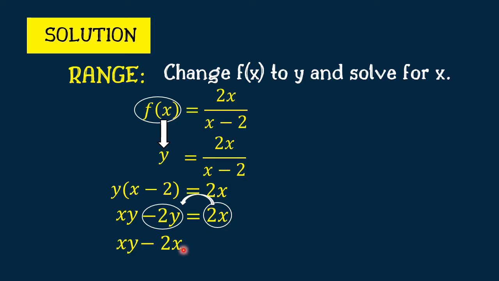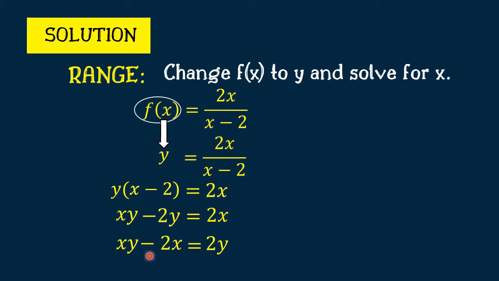Next, anong gagawin natin sa negative 2y? Since wala siyang kasamang x, ililipat natin siya sa kabilang side. And it will become positive 2y. Since it is negative on the left side, it will become positive on the right side.